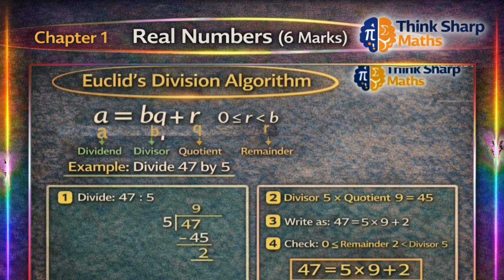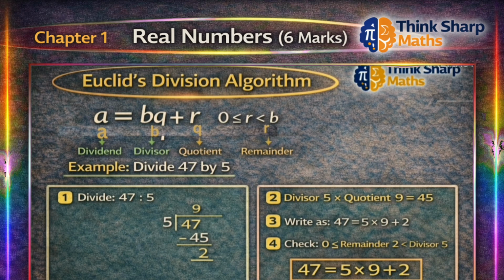So this one we can write in the form of Euclid division algorithm, which is a is equal to bq plus r. So 9 into 5 is 45 plus 2, which will give you 47. So check whether 2 is lesser than b or not and greater than or equal to 0 or not. Yes, it is satisfying this given equation.